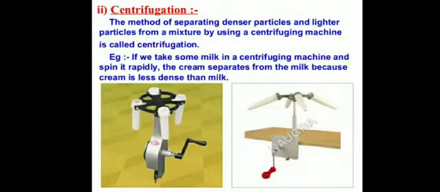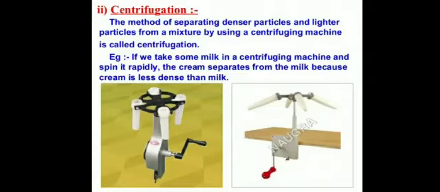So, what is centrifugation? Centrifugation is a method to separate denser particles and lighter particles from a mixture by using a centrifuging machine, and this process is called centrifugation. For example, if we take some milk in a centrifuging machine and spin it rapidly, the cream separates from the milk, the same as the ghee separates out from the fermented milk, because cream or ghee is less dense than milk or fermented milk.